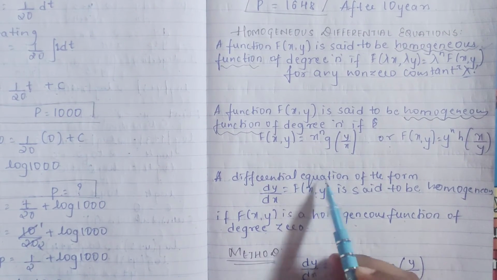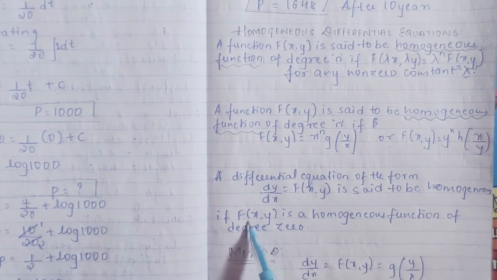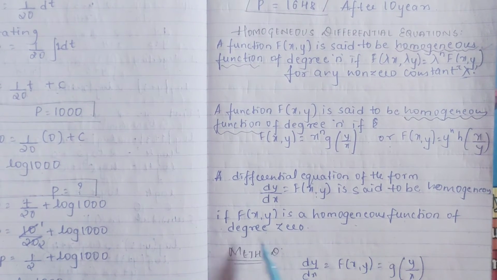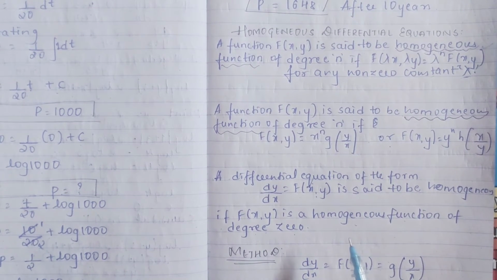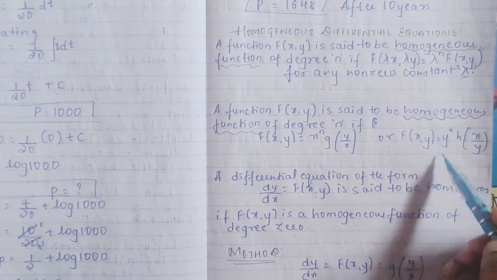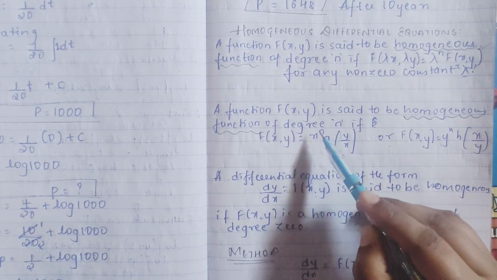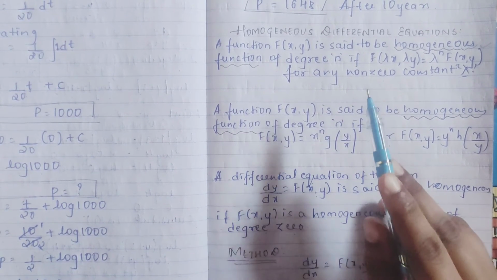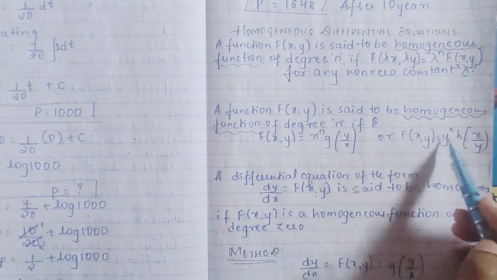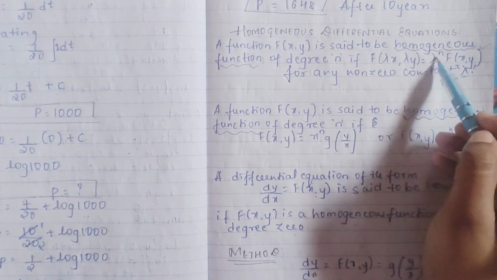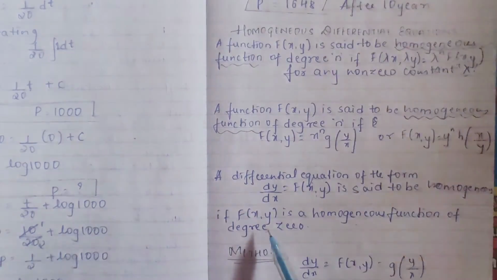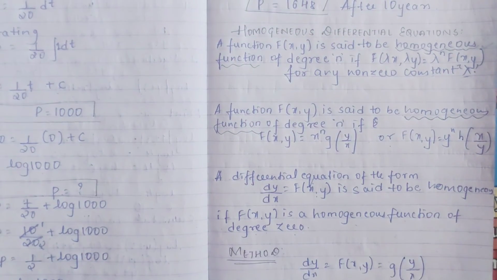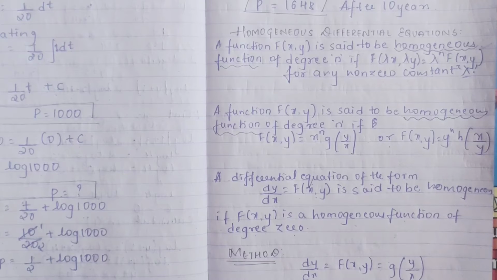F of xy should be said to be homogeneous if f of xy is a homogeneous function of degree 0. They are telling degree 0, okay? Your degree should be 0, not your whole term. Now here you see, if I take n as 0, what you'll get? X raised to 0 is 1 only, right? Not this x term as 0, not this y term as 0, not lambda is 0, but the degree they are telling. If the degree is 0, then you can tell it is a differential equation of the homogeneous form.